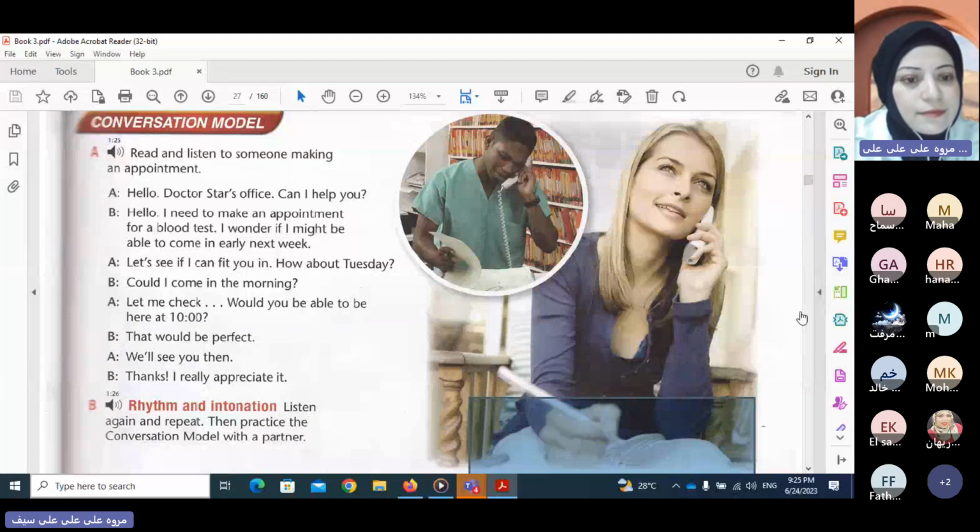Hello, I need to make an appointment for a blood test. I wonder if I might be able to come in early next week. Let me see. Let's see if I can fit you in. How about Tuesday? Can I come in the morning? Let me check. Would you be able to be here at 10? That would be perfect. We'll see you then.